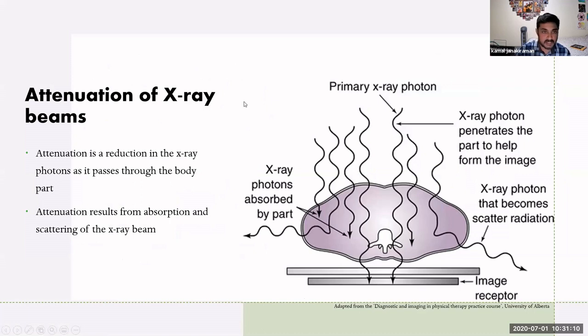Now, the next thing you need to know about is the attenuation of X-ray beams. So what does that mean? Attenuation is a reduction in the X-ray photons as they pass through the body part. Attenuation results from absorption and scattering of the X-ray beam. In this picture, you can see a lot of X-ray photons passing through the body tissue. Some are absorbed by the tissues in the body. Some of the photons are scattered and move out. Only a few X-ray photons pass through the body and are captured by the image receptor.